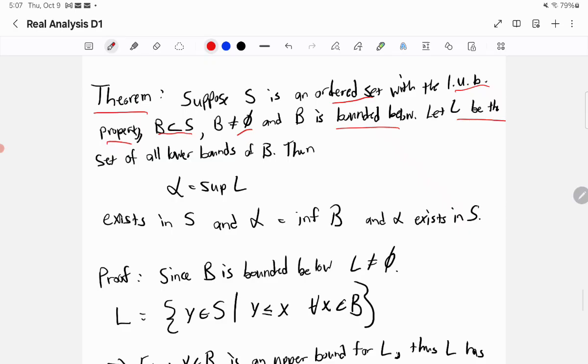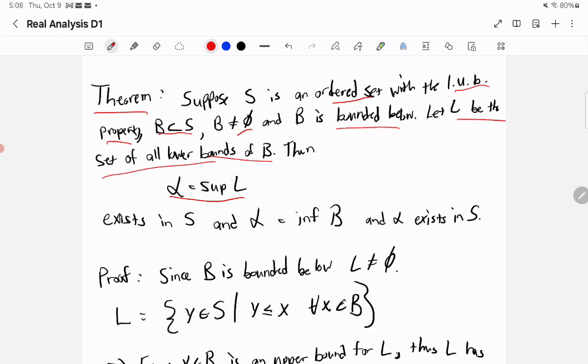We're going to let L be the set of all lower bounds of B. Okay, so we know that this set has some least upper bound in S. We also know that L is the set of all of the lower bounds of B. Then all of these things have meaning, right?